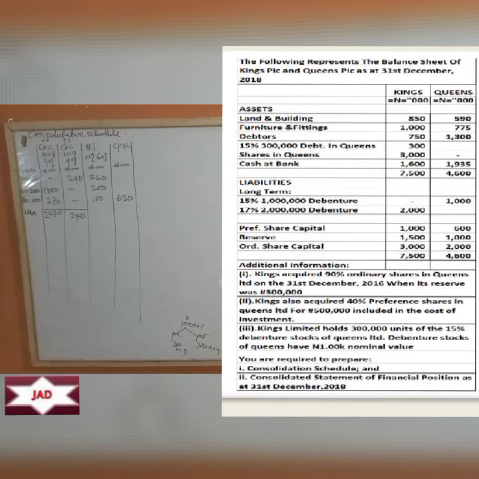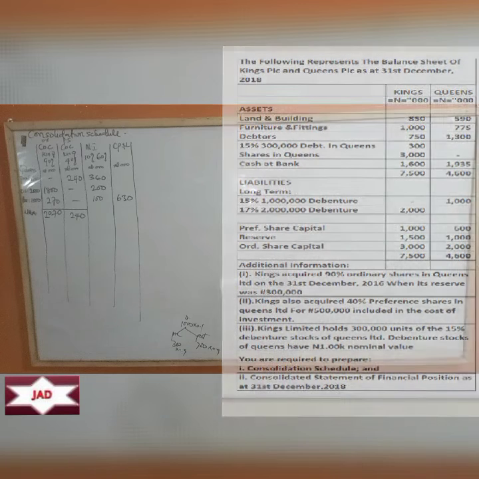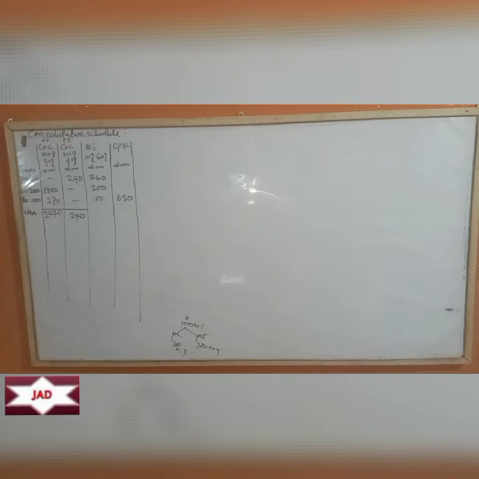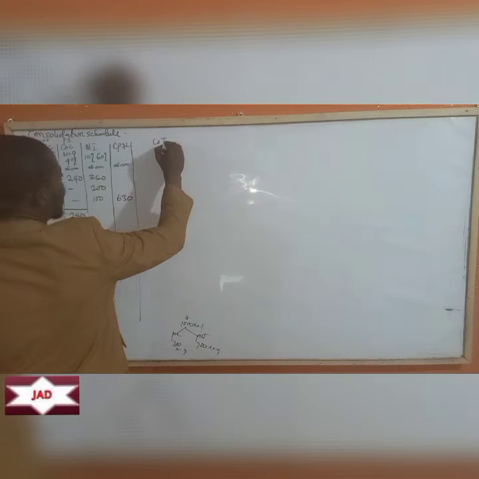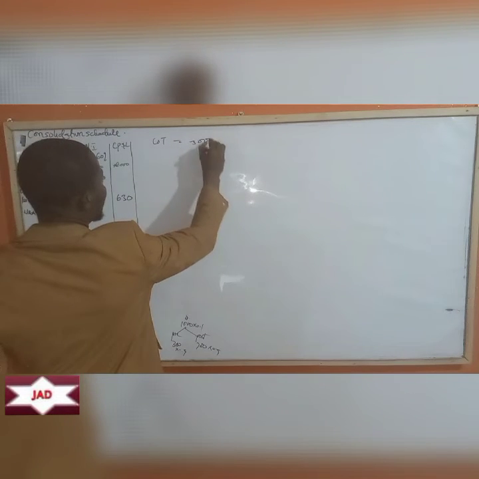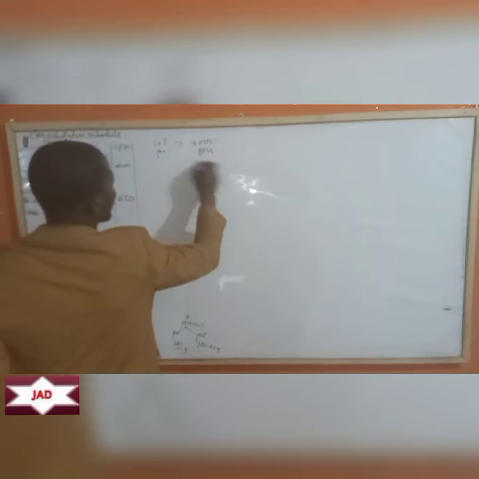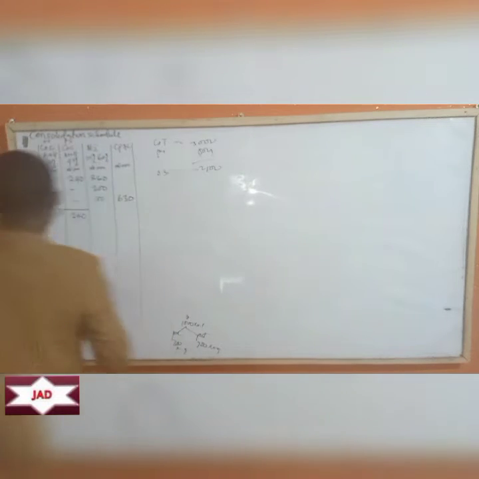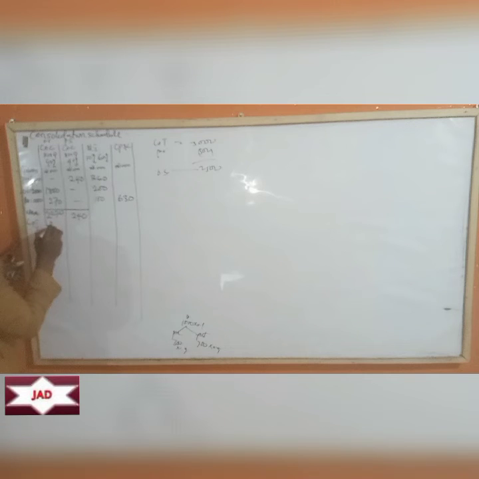What's the investment here? Investment here is 3,000. So remember, he said that the preferential investment is included there. Preferential investment is what? 500. So that means we have the cost of investment to be what? 3,000. Preference share is 500. So we have 2,500. So this would be what? Ordinary share. So cost of investment here, this is what? 2,500. This is what? 500.